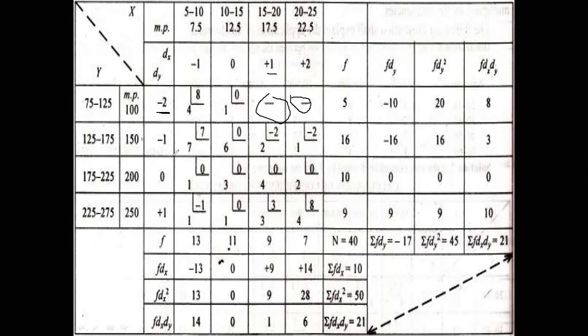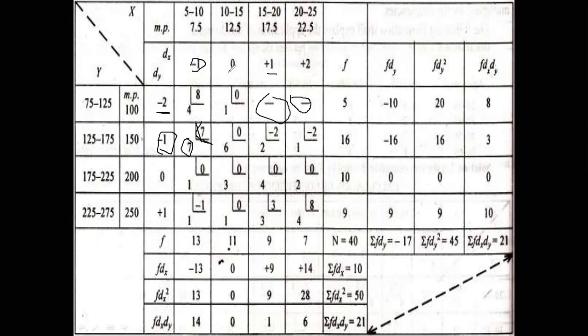Now let's calculate another one. Here we have dy as -1 and here dx is -1. Do the multiplication: -1 into -1 gives 1. Multiply this 1 by the frequency of the given column. -1 into -1 is +1, into 7, it will be 7. So in this block we have 7.